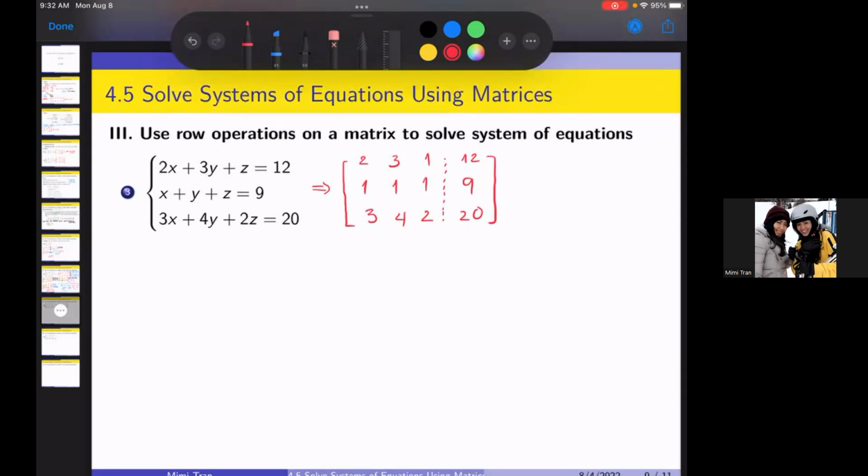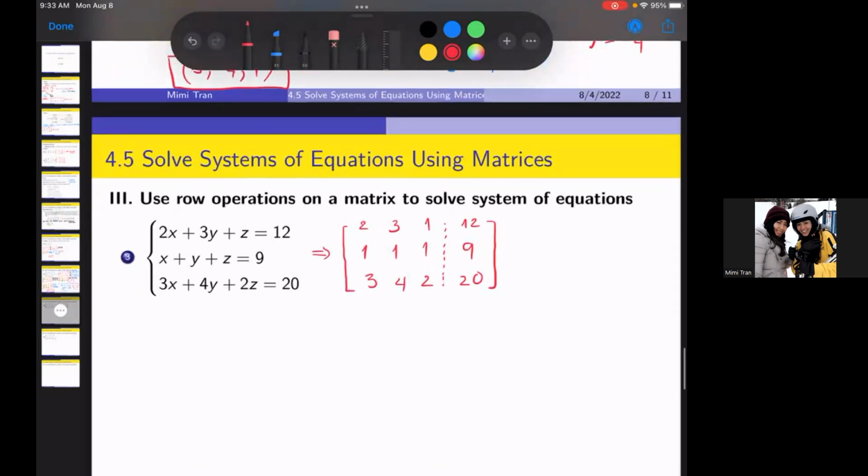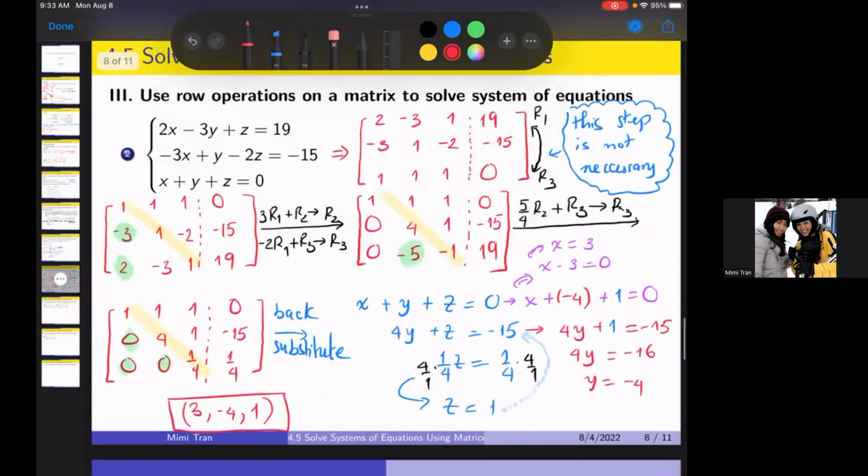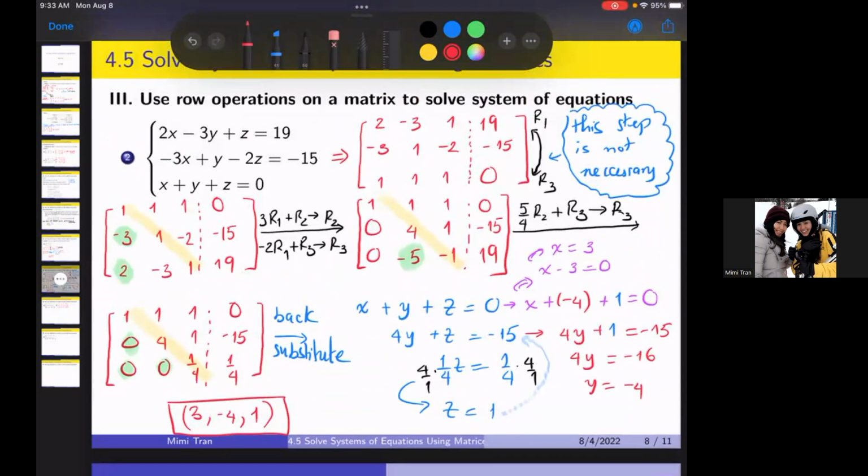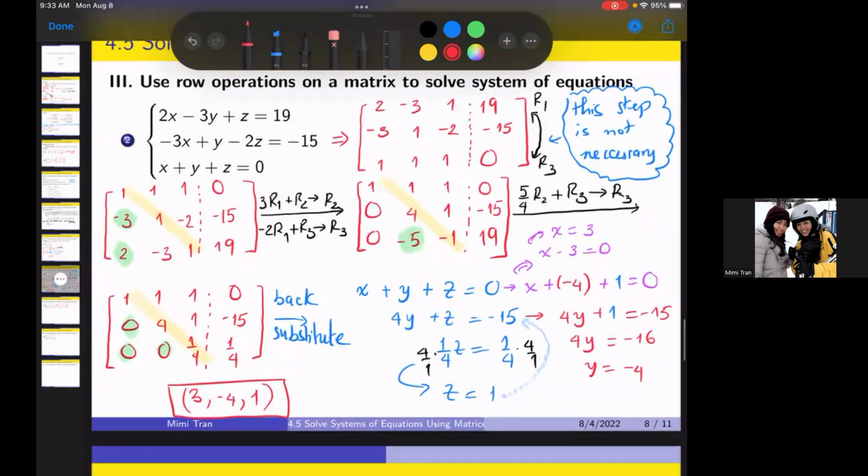You don't have to, I'm going to skip role changing now because it's not important. In the future, it might be helpful. That's what I'm showing you, but right now, not really. Oh, I forgot, I promised you I'm going to show you how to check your answer on the calculator. So let's do this.